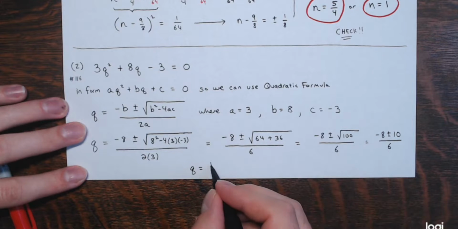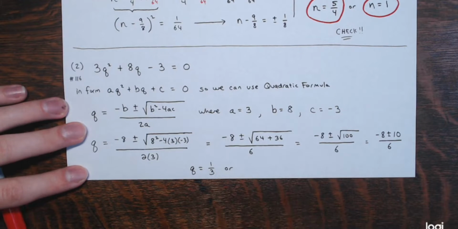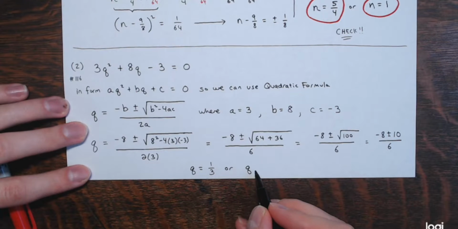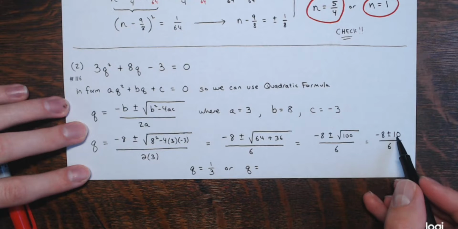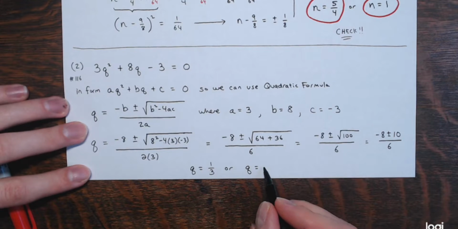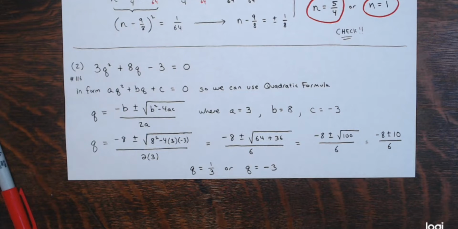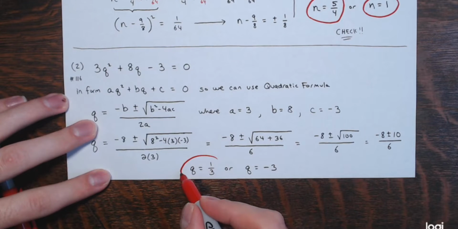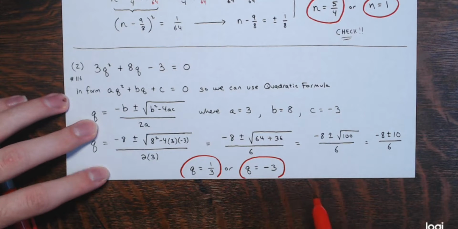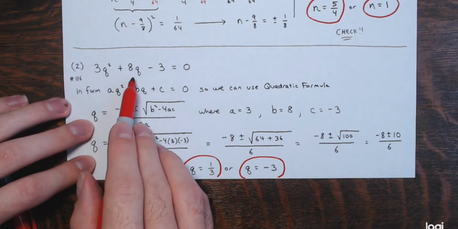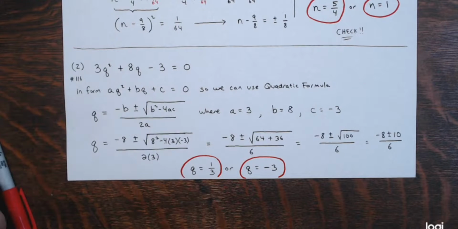2 over 6 is 1/3. Right? So q equals 1/3 is a solution. The other one, negative 8 minus 10, that's negative 18 divided by 6 is negative 3. Right, negative 18 divided by 6 is negative 3. And there you go. And then don't forget to check them. I promise you, if you did everything correctly, these should be good. So plug in 1/3 for q, plug in negative 3 for q, and see that you get the correct result. 0 equals 0, that you get a true statement.